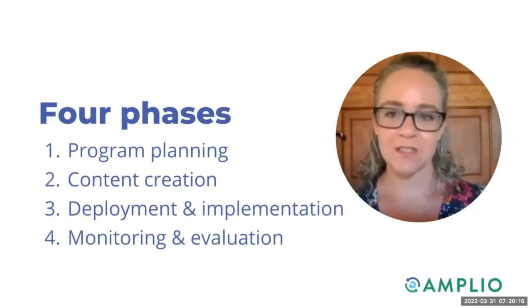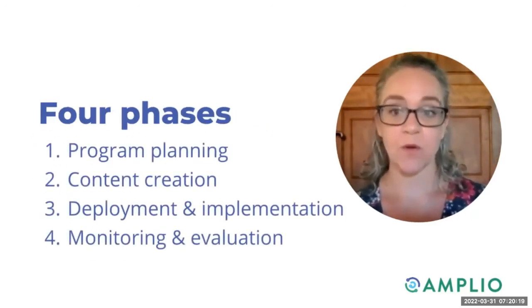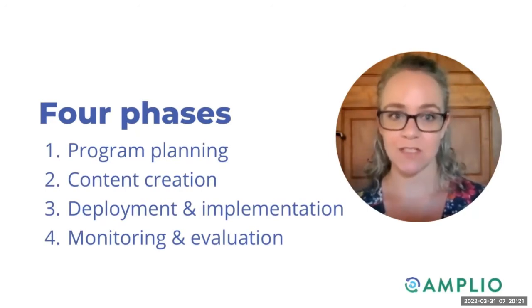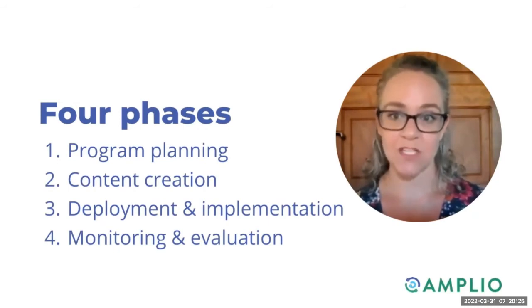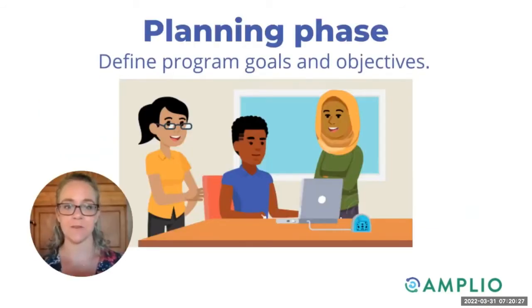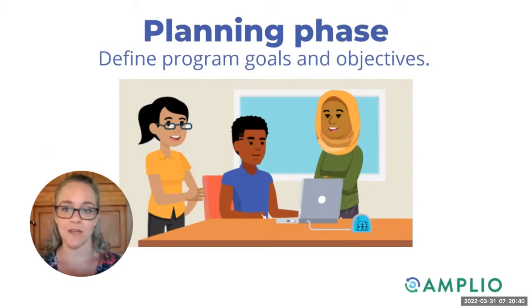There are 4 phases to a talking book program: program planning, content creation, talking book deployment and implementation, and monitoring and evaluation. During the planning phase, we define the overall program goals and behavior change objectives. What do you want program participants to do as a result of what they hear on the talking books? This will help guide the message development.